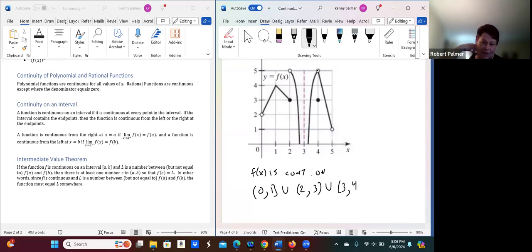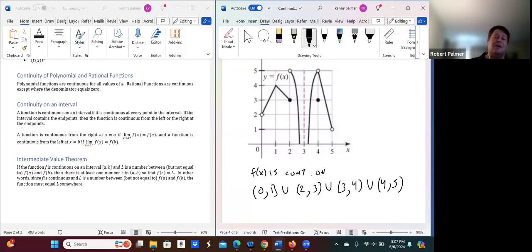And here, once again, the limit as x goes to 4 is equal to 5, but the function value is not defined there. It's defined down here. These are not equal, and so that one's not included. And then the last one, from 4 to 5. Once again, we just said this one's not included because the limit and the function value are not the same at the endpoint. Use parentheses there. And here, once again, the function value is not defined.